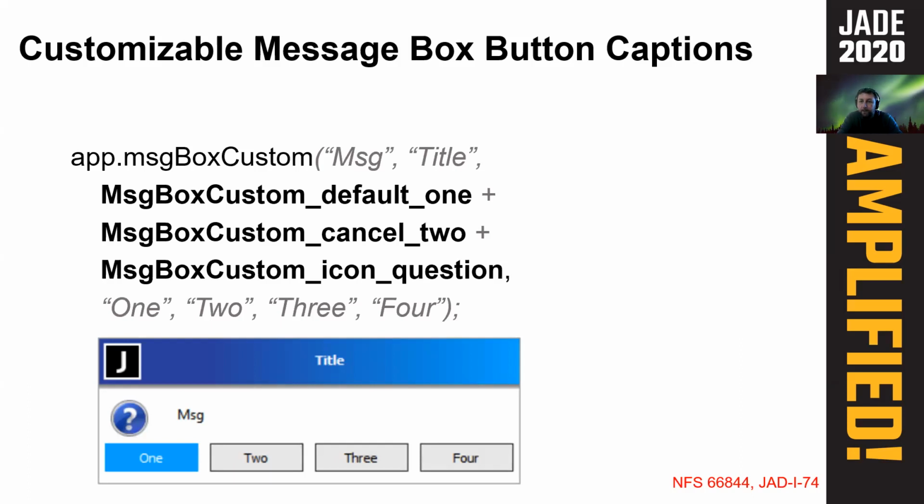So as an example here, we're creating a message box where the first button is the default button. So it'll consume an enter. The second button is the cancel button, consume an escape. And it'll have a question mark icon and 4 buttons. Levels 1, 2, 3, 4.